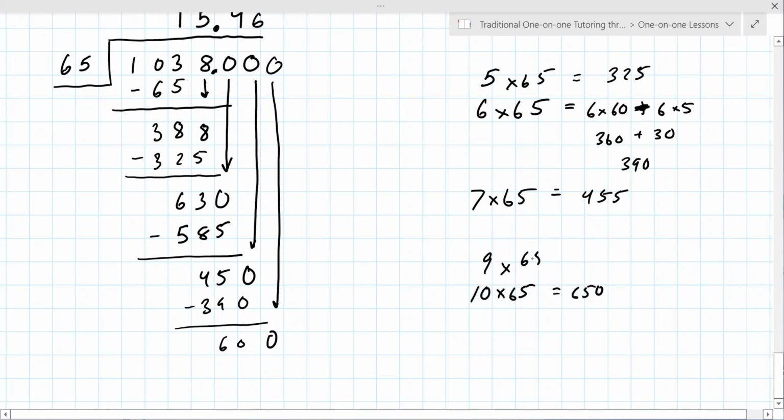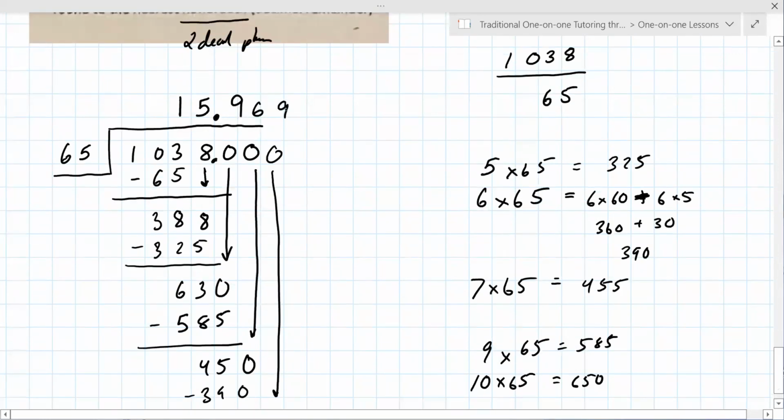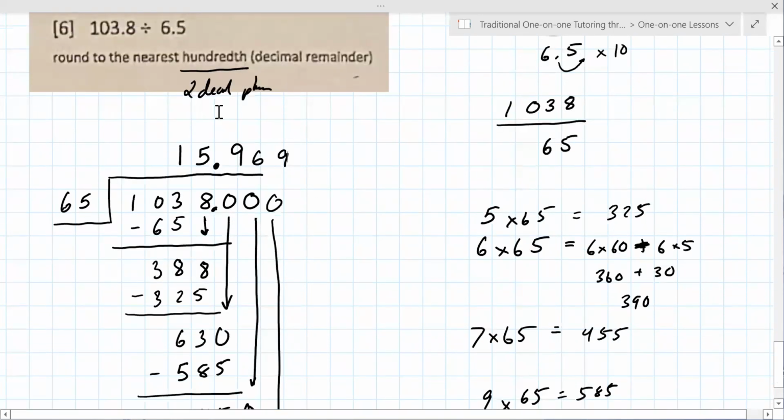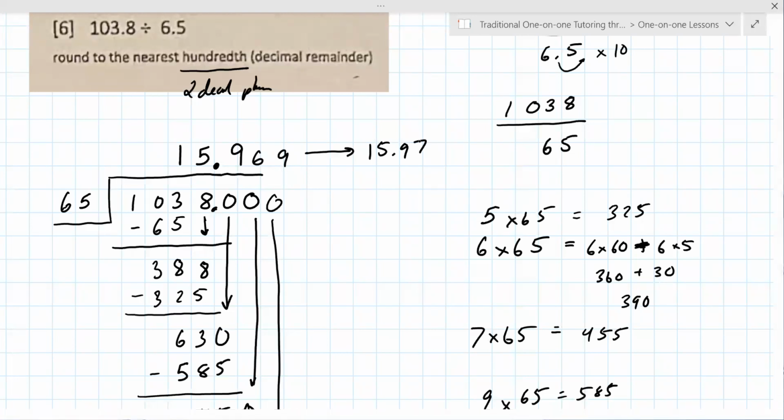Let's see here, 9 times 65 is 585. So it looks like the 9 goes here. And we actually can stop. We don't need to keep going. But this rounded to the nearest 100th goes to 15.97. And the end is 15.